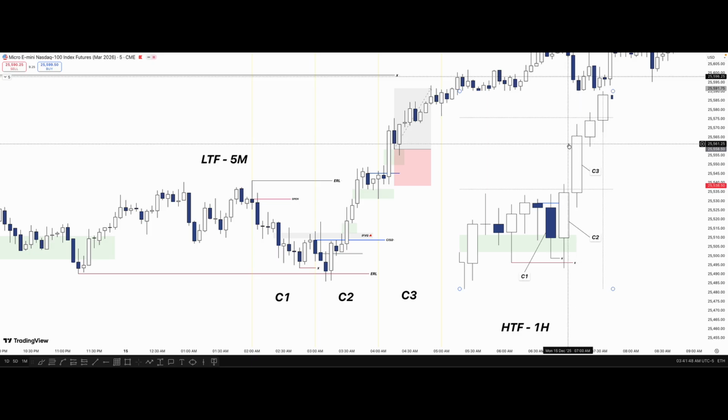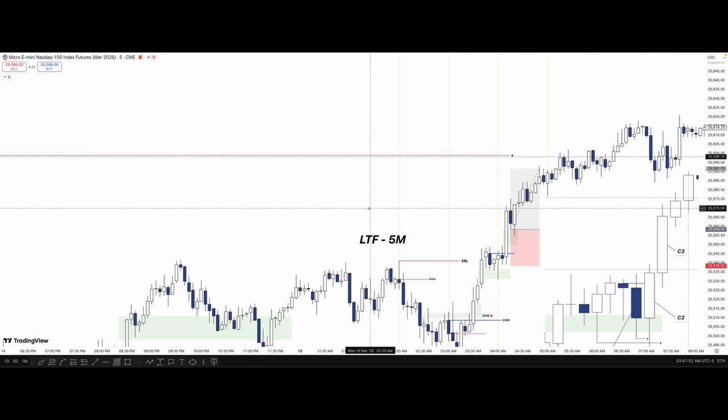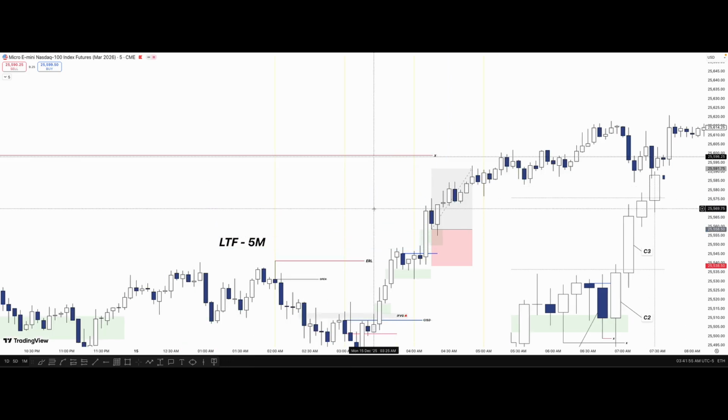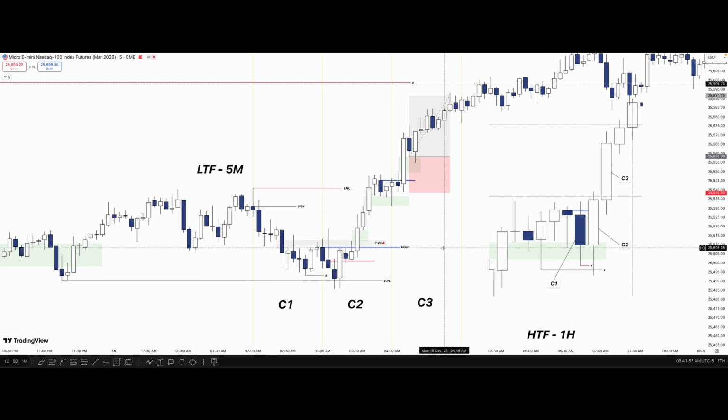And where will it expand? It will expand towards your external range liquidity, which is this one, right? Is it clear? Very clear now?